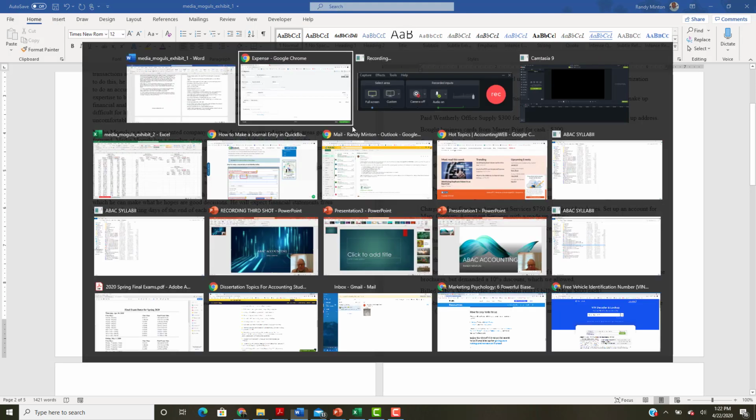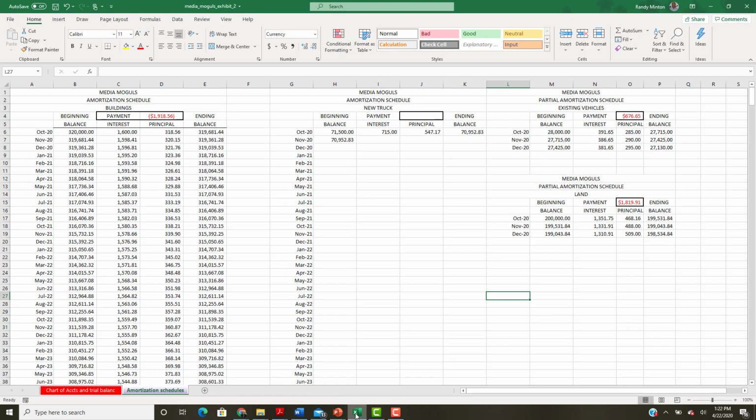Let me just pop over real quick to, if I can find it here. Got so much stuff up. Let me pop up here to the amortization schedules. And what I told you was that you have to create your amortization schedule for your new truck. And I had the beginning balance in there. I didn't have this stuff in.